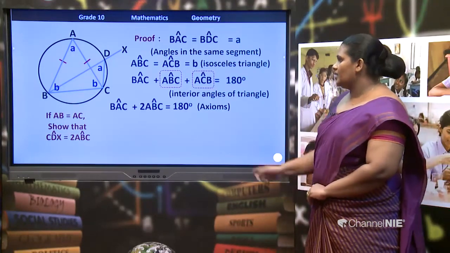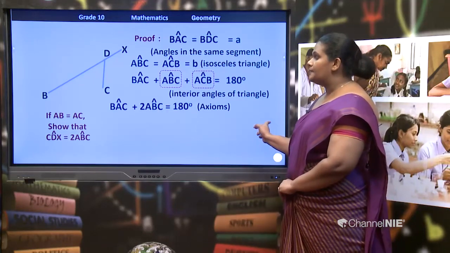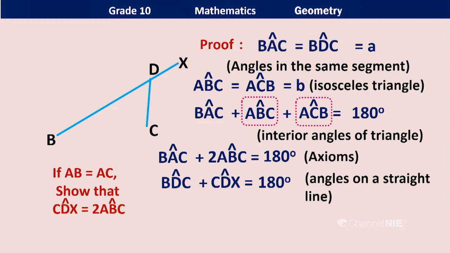Now, I can say when I consider the angle BDC and CDX, I can say angle BDC plus angle CDX is equal to 180 degrees. The reason is those two are the angles on a straight line segment. So, we know that the sum of the angles on a straight line segment is 180 degrees. So, we have to write the reason when we are proving something.